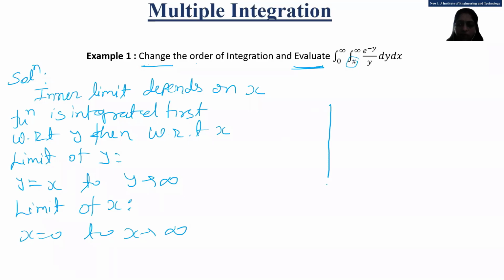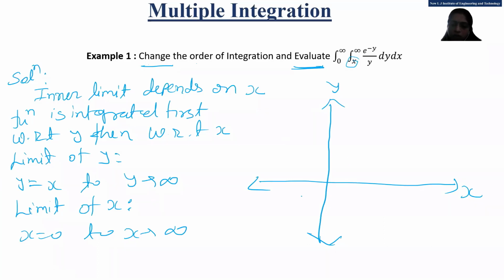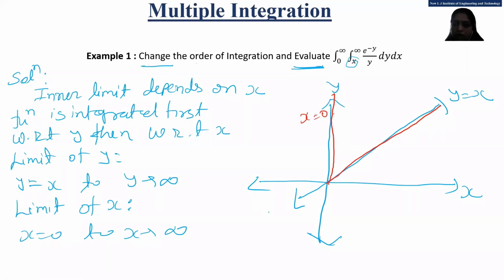Okay, so let's take a graph. This is my y-axis. This one is my x-axis. First, y equal to x. Line passed through the origin. Now, our region is bounded by y equal to x, means this line. Y tends to infinity. So there is no limit for x equal to 0, so this is the y-axis itself, and x tends to infinity. So this is our region of the integration.